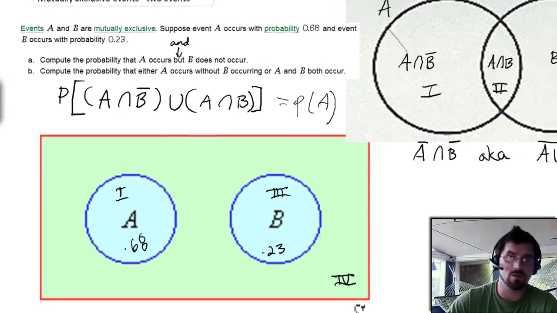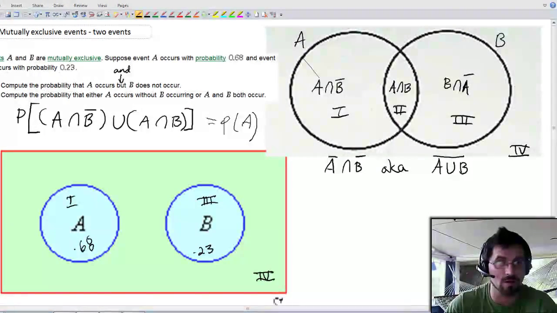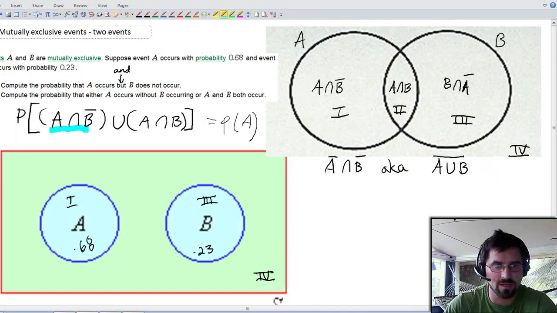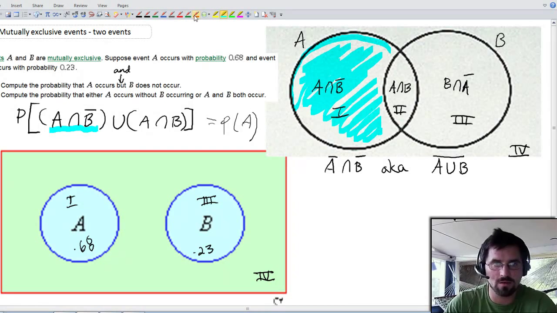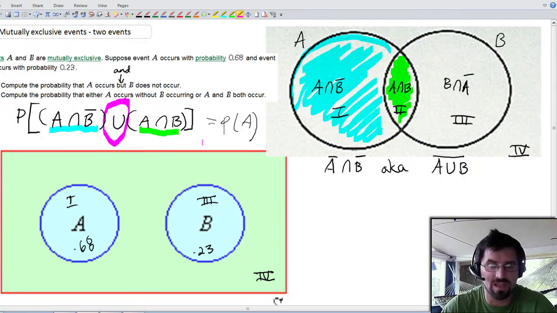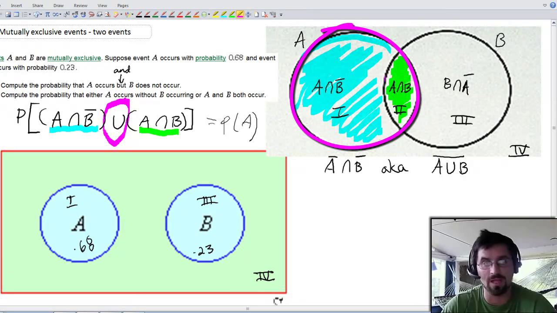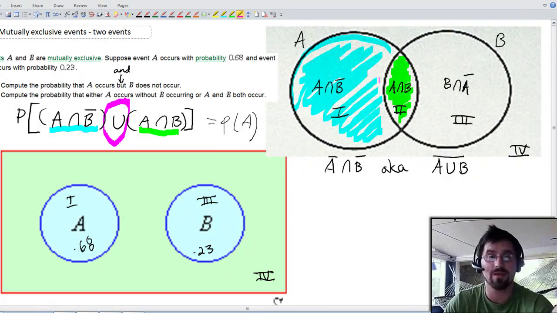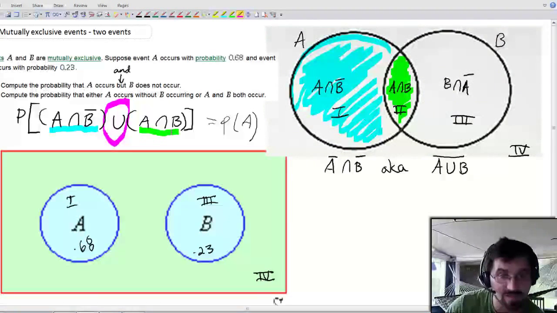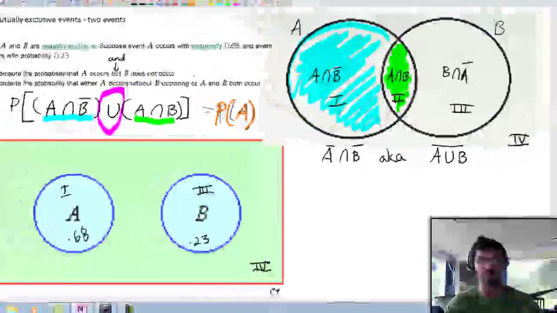Okay? Or if you don't, you can just go back up to the MasterCard for a moment. Isn't this area right here, this moon, and isn't this right here, this biscuit? So if I unite them, which is what the union is telling me to do, if I put them together, don't I just get all of A? Absolutely. So it's true, whether it's mutually exclusive or independent or anything else, if you put these together, you always get P of A. So my answer is 0.68.